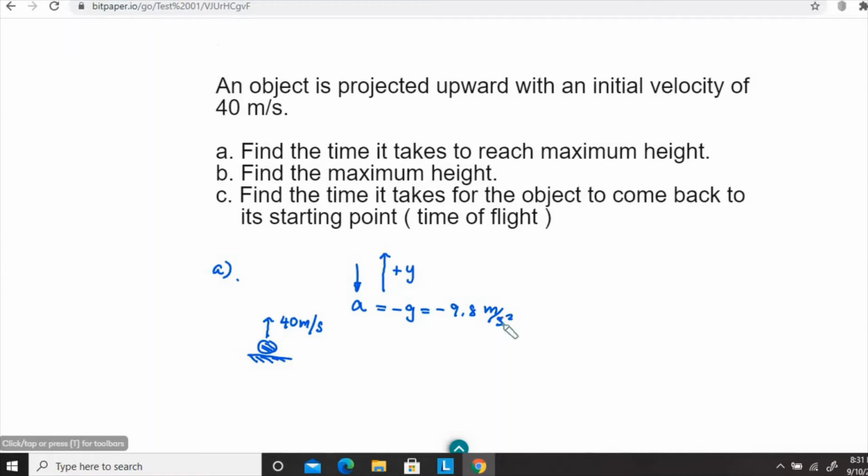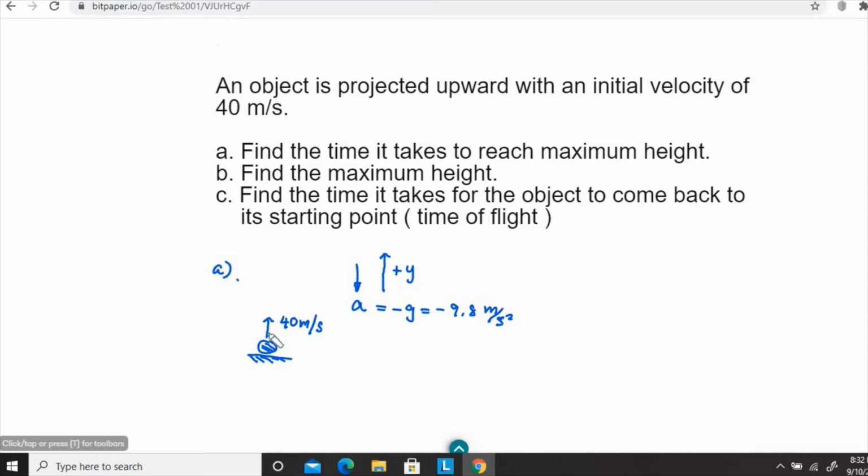So as I told you earlier, this is something that you have to do at the very beginning of every problem. It is very important that you define your coordinate system, like what's the positive direction, what's the negative direction, because you are dealing with vectors. That's the main reason. So now let's try to find the maximum height.